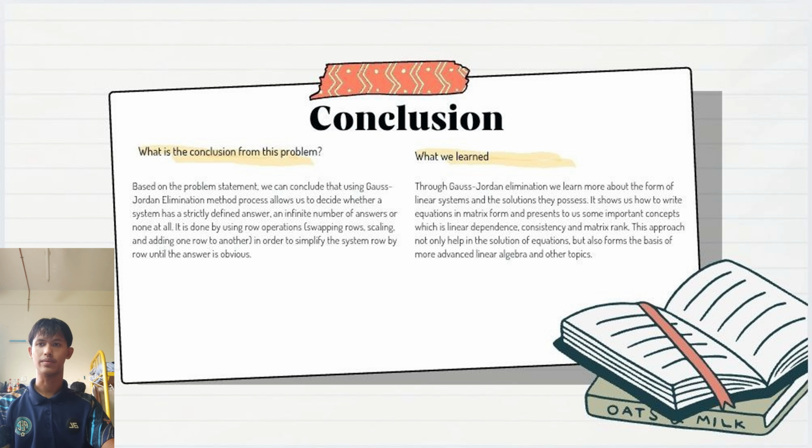Lastly, what we learned. Through Gauss-Jordan elimination, we learn more about the form of linear systems and the solutions they possess. It shows us how to write the equations in matrix form and presents to us some important concepts, which are linear dependence, consistency, and matrix rank. This approach not only helps in the solution of equations, but also forms the basis of more advanced linear algebra and other topics. That's all for our group. Thank you.